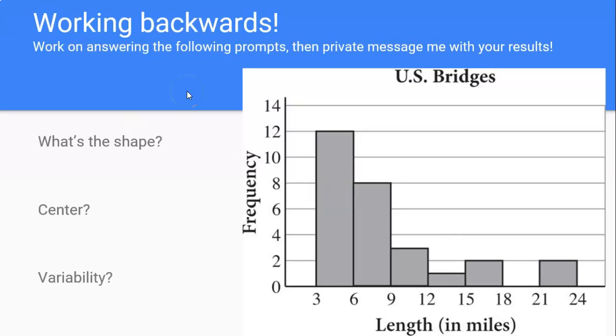All right, so let's say the histogram is already made. Again, you can find your shape by sort of drawing a loose curve. This time I have a right tail, so this is what we would call right skewed.